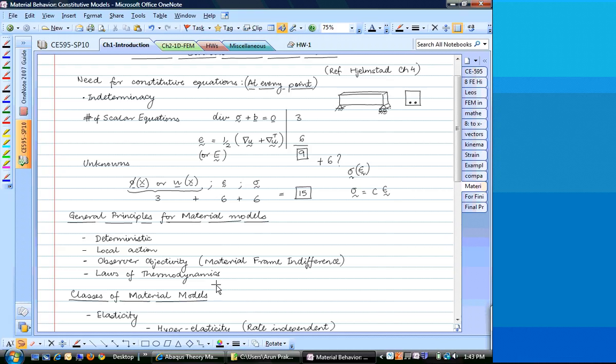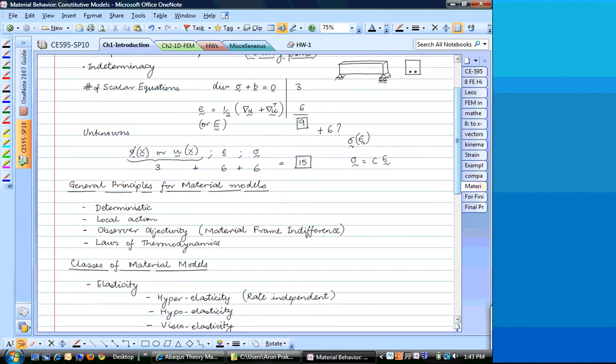So these are not that simple things to come up with, but we'll stay with one of the models that automatically satisfies these two laws. And I'll talk about that in a little bit.